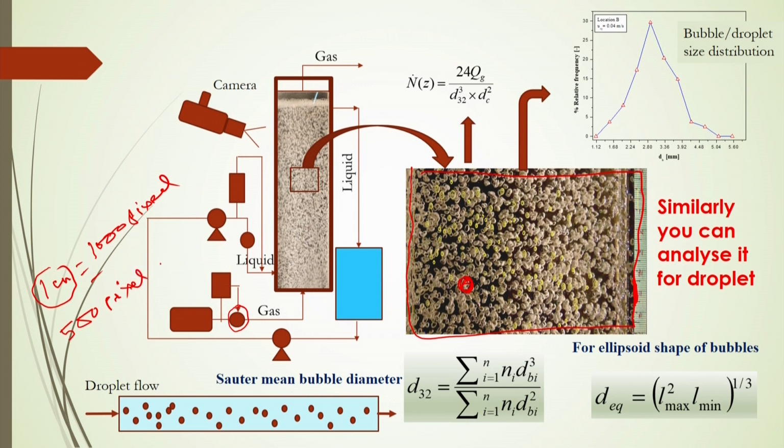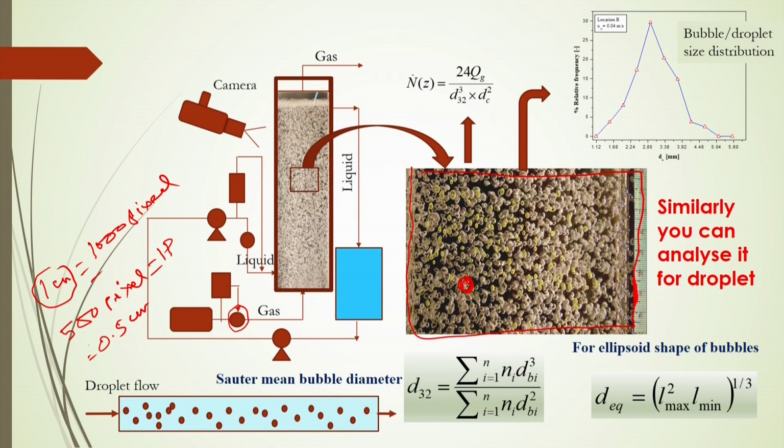So this 500 pixel is equal to 1 perimeter. That means, in actual length, if 1000 pixel is 1 centimeter, then 500 pixel will be equal to 0.5 centimeter. So it will be 0.5 centimeter. This is your actual length.